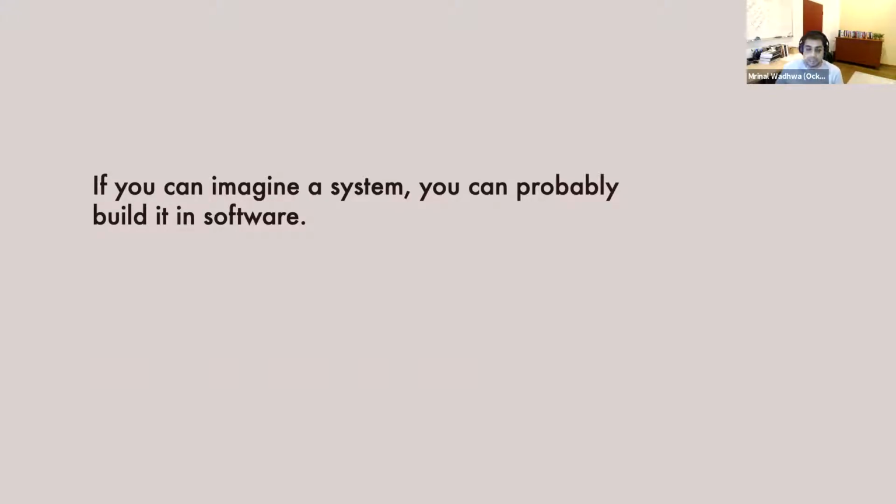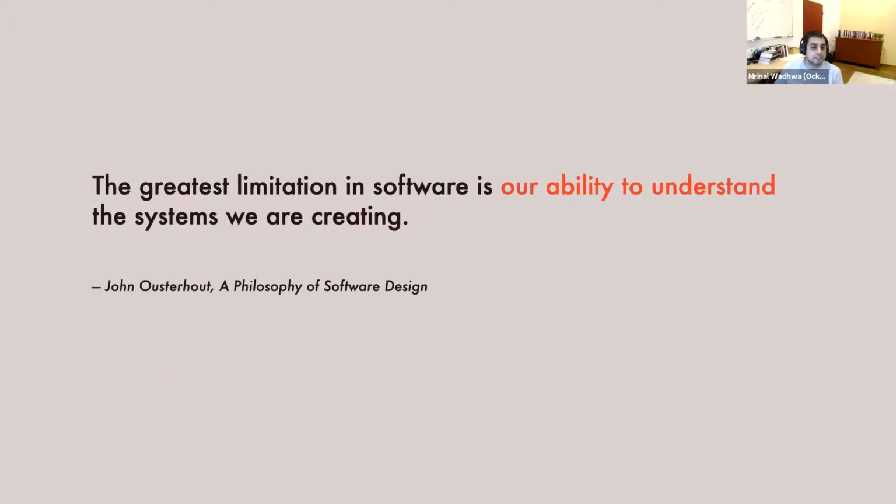And essentially my point being that if you can imagine a system, you can probably build it in software, right? But the greatest sort of limitation when we're building software is our ability to understand the system that we're creating, right? That's really where things get difficult. Because if we can understand it, we can probably code it. It's the understanding it that's hard. And that's the book that I mentioned at the beginning of the talk, which is John Ousterhout's A Philosophy of Software Design. A big chunk of my talk today is taken from that book.